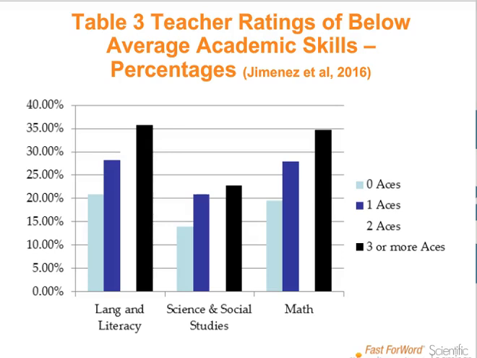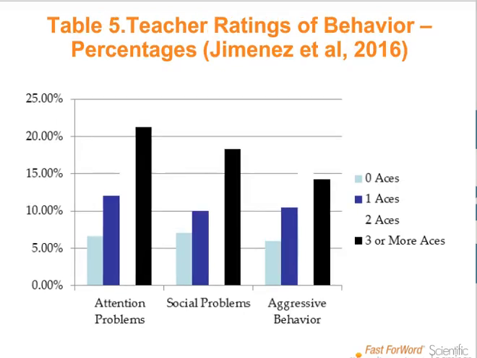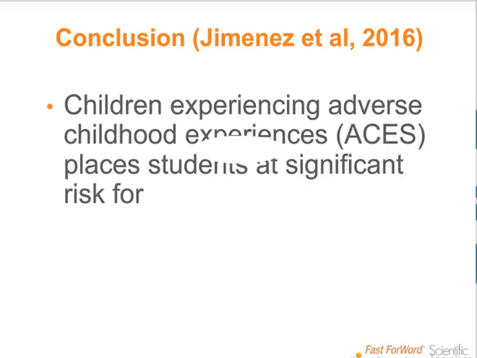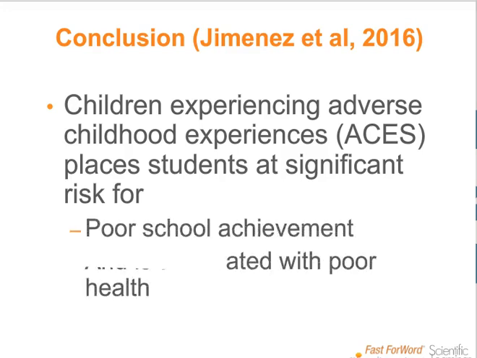Science and social studies was also affected, not to the same degree as language and literacy, but then look at the effect on math. So mathematical skills and language and literacy skills are very significantly affected by adverse experiences that children have in their environment. But more important, because teachers can't control this, is that attentional problems and social problems are more dramatic. So we have these cognitive problems as well as academic problems associated with adverse experiences, stress in the environment, which of course are all increased when we talk about homes of poverty. The conclusion of Jimenez's research is that adverse childhood experiences place children at significant risk for poor school achievement, and it's also associated with poor health.